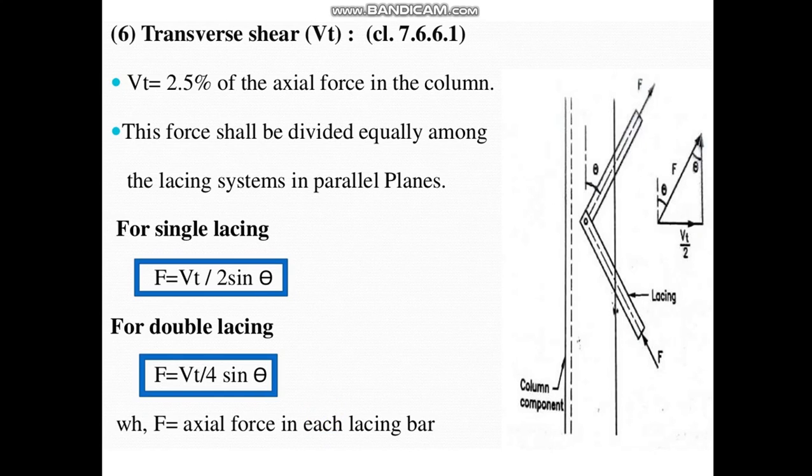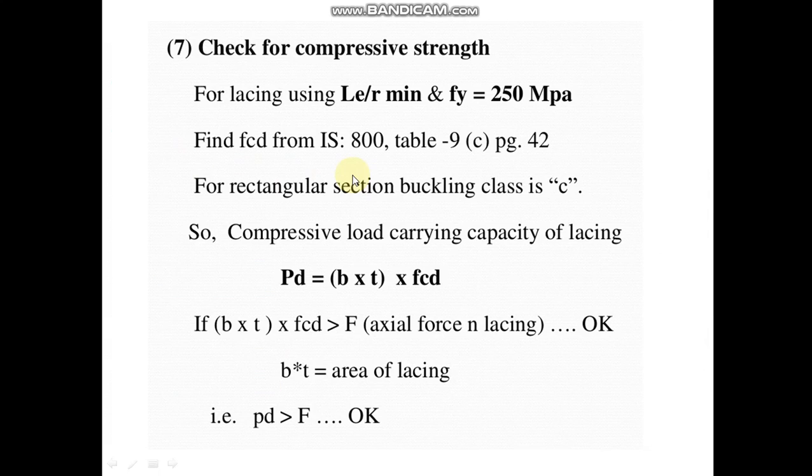In the case of a transverse shear, the transverse shear is very important. The lacing shall be proportioned always to resist a total transverse shear of Vt, and at any point on the length of the column or length of the member, the transverse shear should be at least equal to 2.5 percent of the axial force in the column, and this force shall be divided equally among the lacing system in parallel planes according to the code.